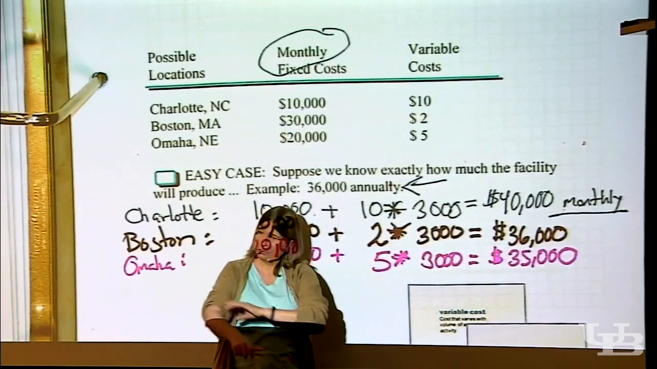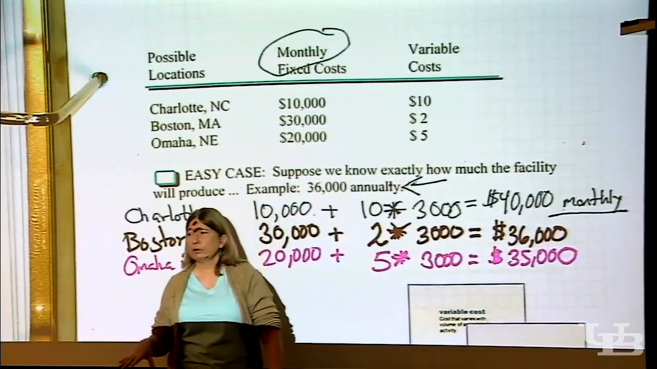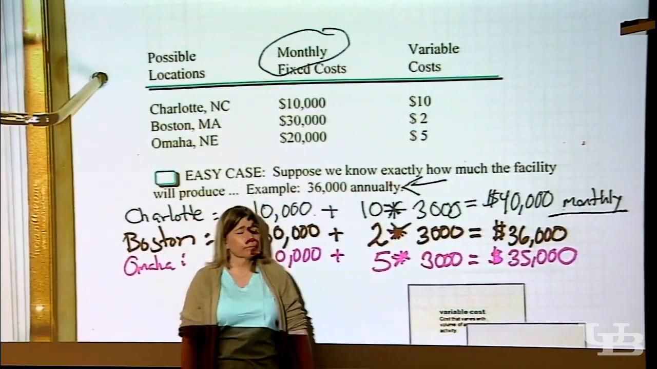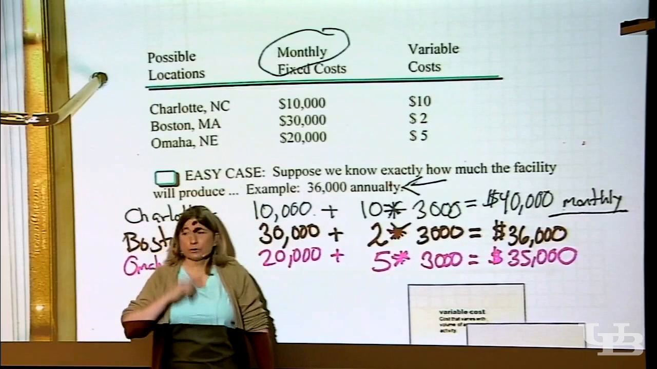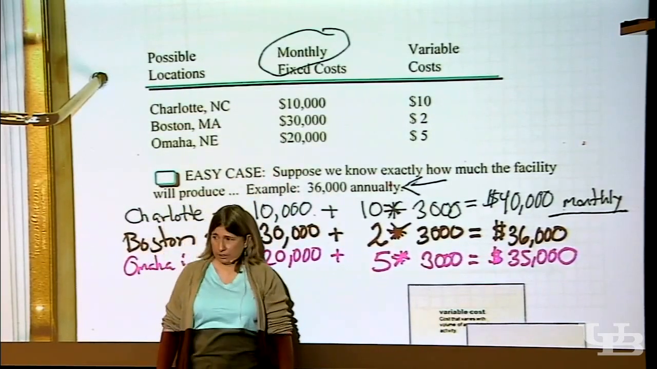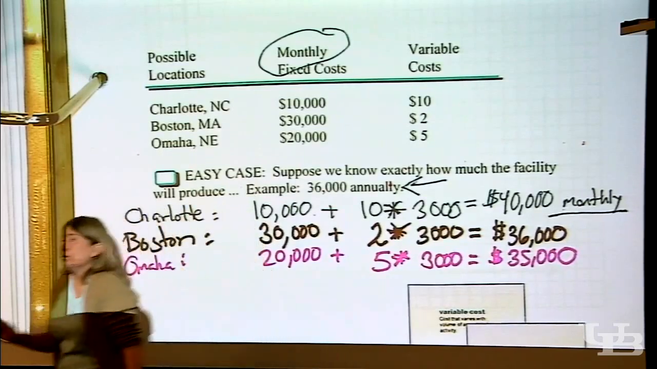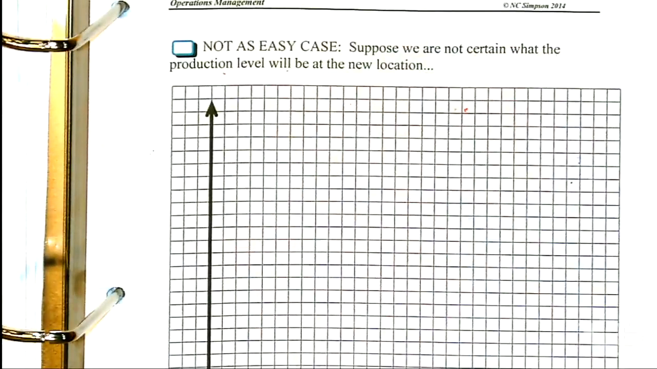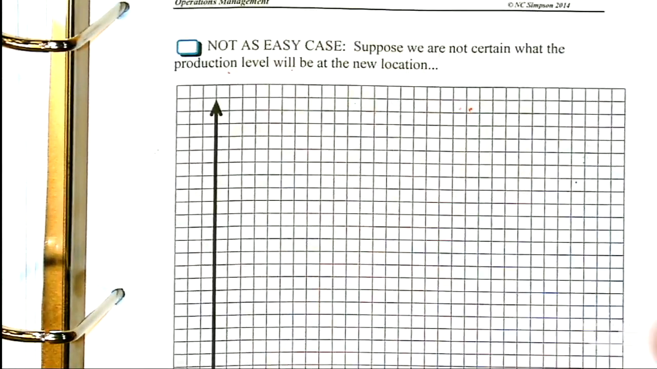The best thing that you can do, if that is a better descriptor of your situation, and that is actually what's the most common, is to illustrate your dilemma. You're trying to pick between these three things based on cost, right? And you don't know, though, what the volume is, and the volume drives the cost. So graph it. If you turn the page, it says this is the not so easy case. It's not difficult, right? But it's not as easy. We're not certain about the production level.